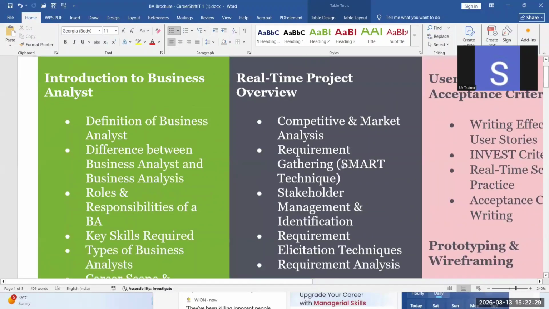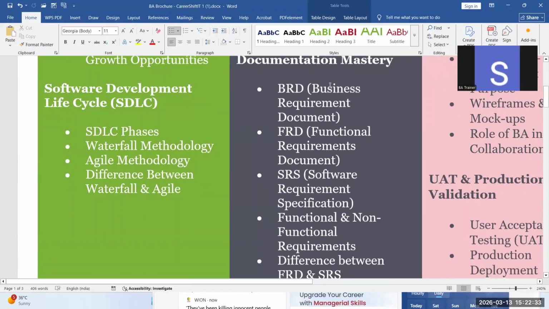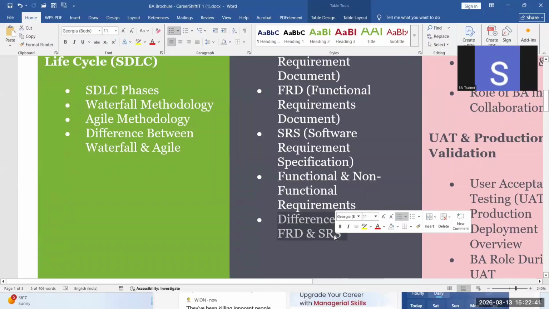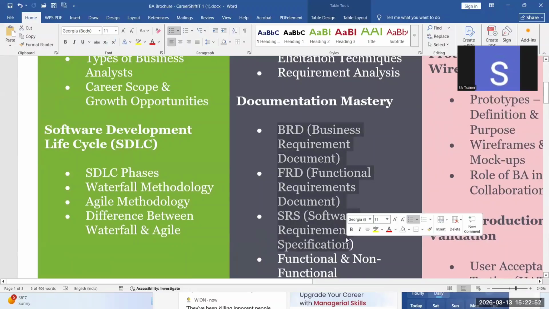And we will be teaching you the documentation part involving BRD, FRD, SRS, what exactly functional and non-functional requirements are, and the difference between the BRD, FRD, and SRS. This is very important because when HR calls you, they will firstly ask whether you have experience in BRD, FRD documentation. It is that important for a business analyst, so we are going to train you on that as well.